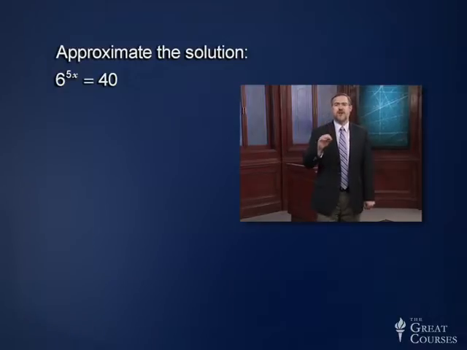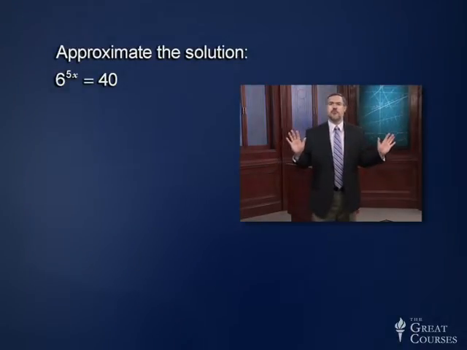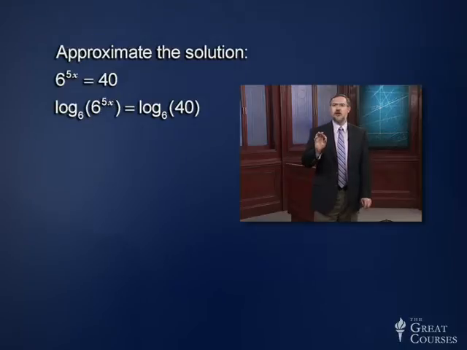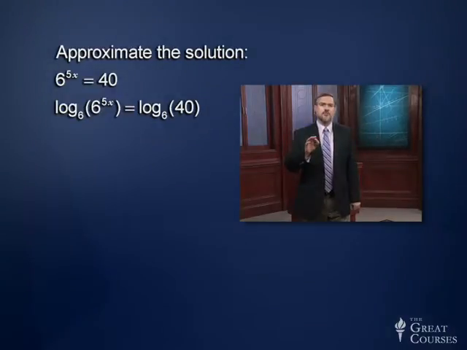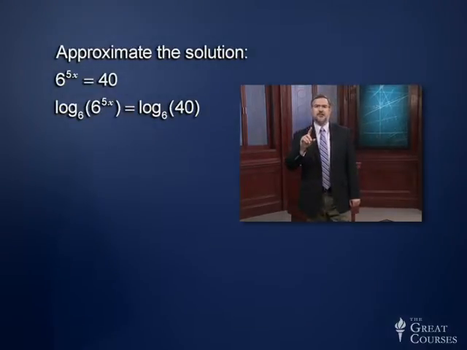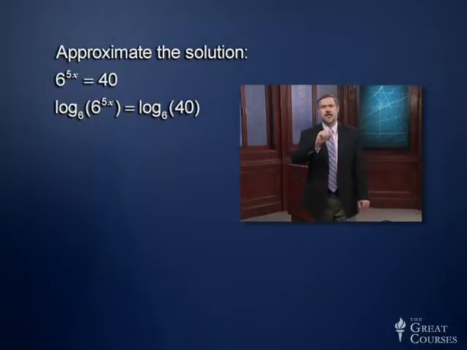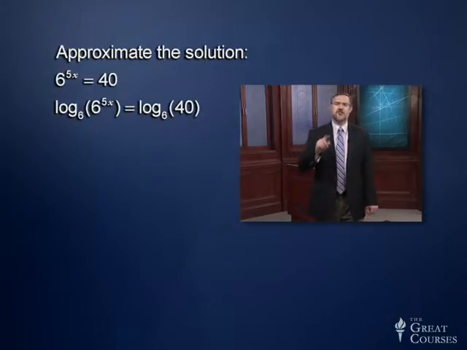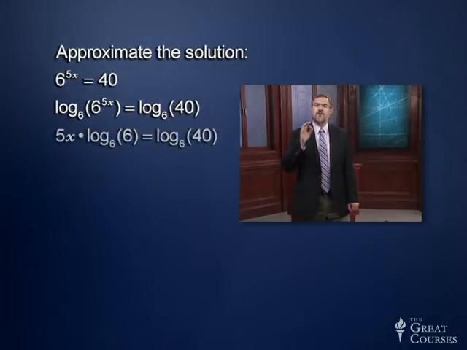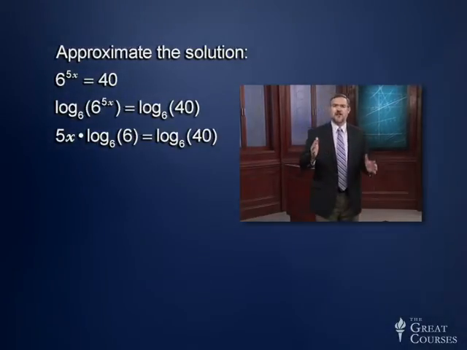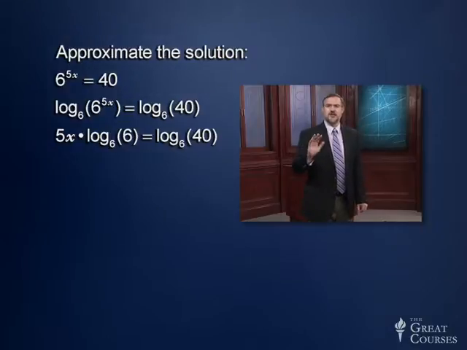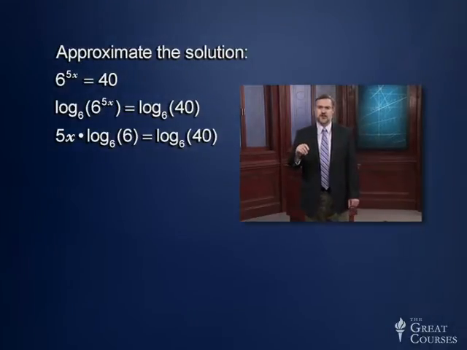Now, here's how this works. Start with your 6 to the 5x equals 40 and just take the logarithm of both sides. So you'll have log base 6 of 6 to the 5x equals log base 6 of 40. Now, remember, one of the properties we've seen of logarithms is that exponents that are hiding inside the logarithms can be pulled out to the front. So the log base 6 of 6 to the 5x is the same as 5x times log base 6 of 6.